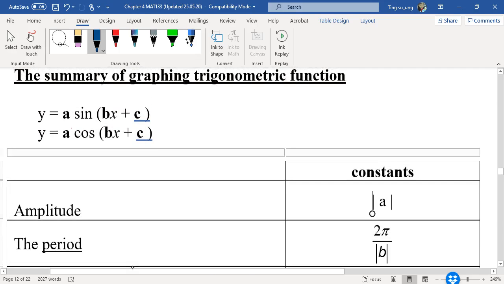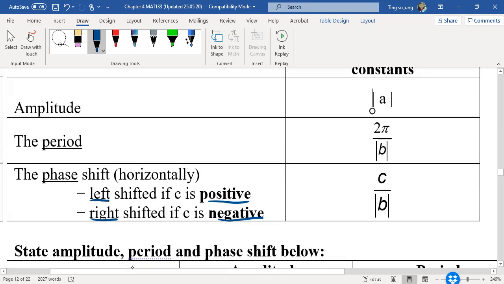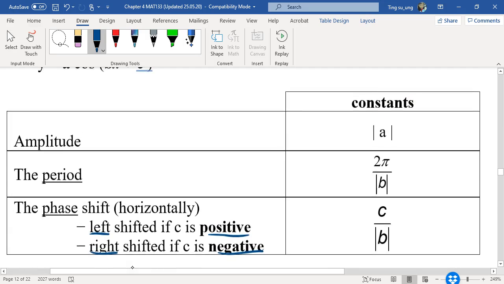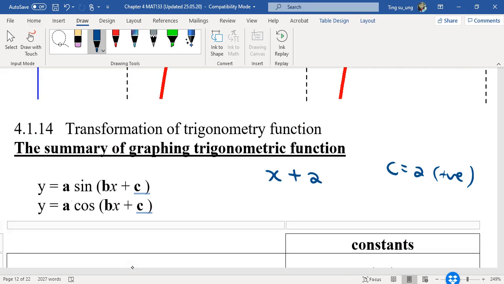Why? If for example, let's say you have plus 2. Let's say your c is positive, that c here means that c is 2. Again, this is a positive value. You can see, obviously, if your c is positive, you will be left shifted. Why? Remember, you are actually obtaining the negative root, right? So because negative, shift 2 units to the left.